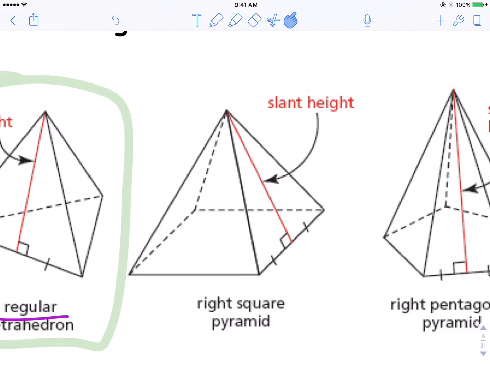You can see the base is in the shape of a square. So this side length would be the same as this entire side length, and this one and this one and this, so they'd all be the same. So it's a square base pyramid, and it's called a right square base pyramid because if I were to draw a perpendicular line straight down from the apex or the top of that pyramid, it would hit the dead center of that square on the bottom, forming a right angle with the ground or the base. So that's why it's called a right square pyramid.